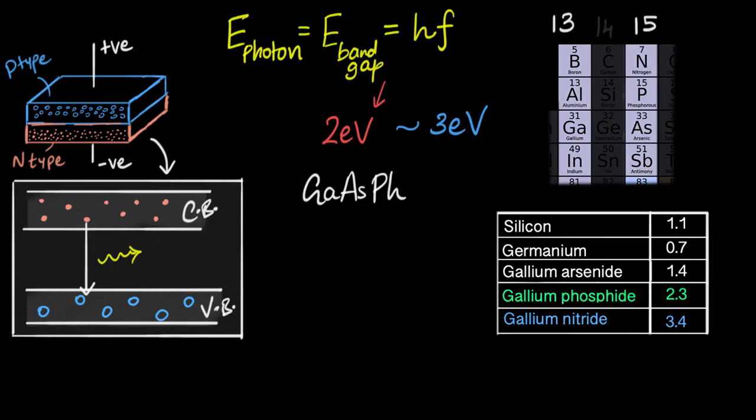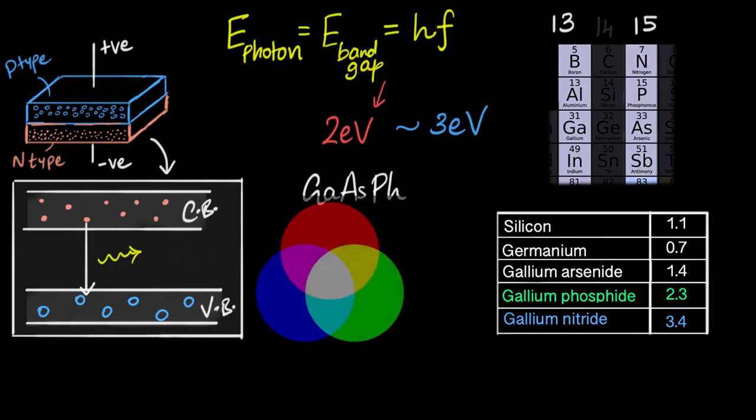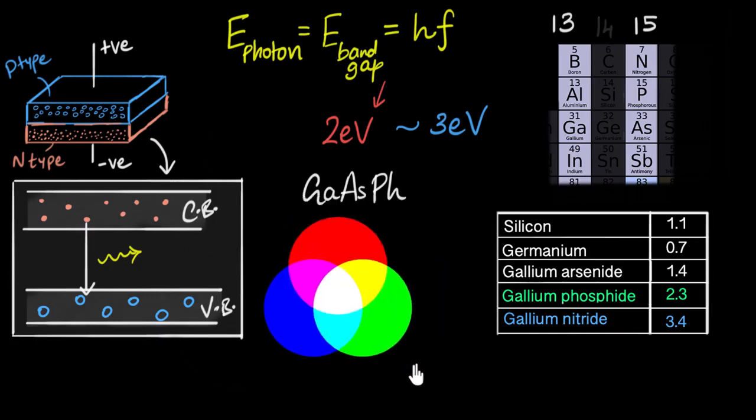So you might have already seen this color mixing diagram. If you mix red, blue, and green, you get white. So one of the ways of building white LED is you take a red LED, take a green LED, which you can build using these two, and then mix it with blue LED, and together they shine and give you white light.